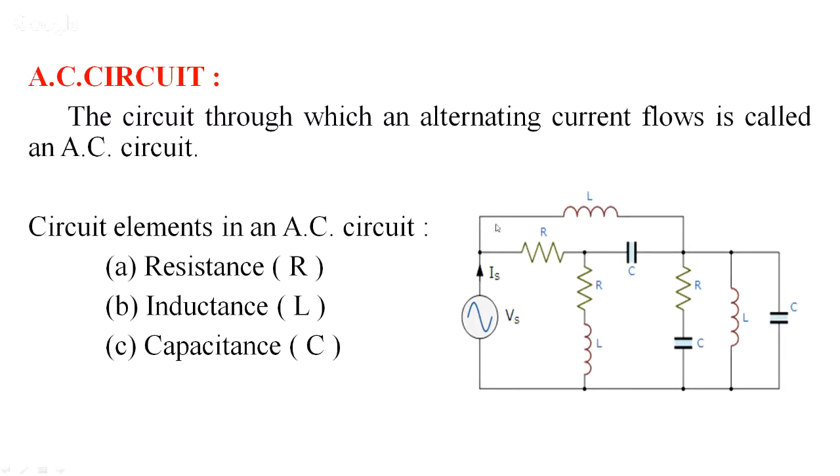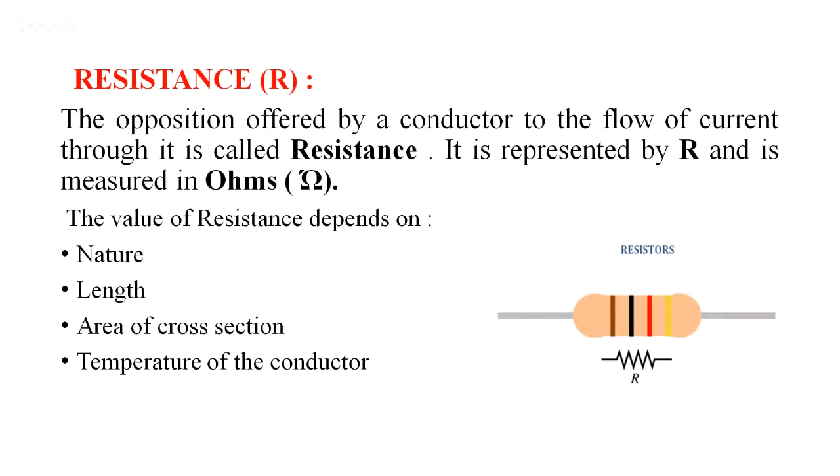So this will constitute an AC circuit. The circuit elements in an AC circuit are resistance, inductance, and capacitance. Now we have to understand what is resistance. Resistance is the opposition offered by the conductor to the flow of current through it.